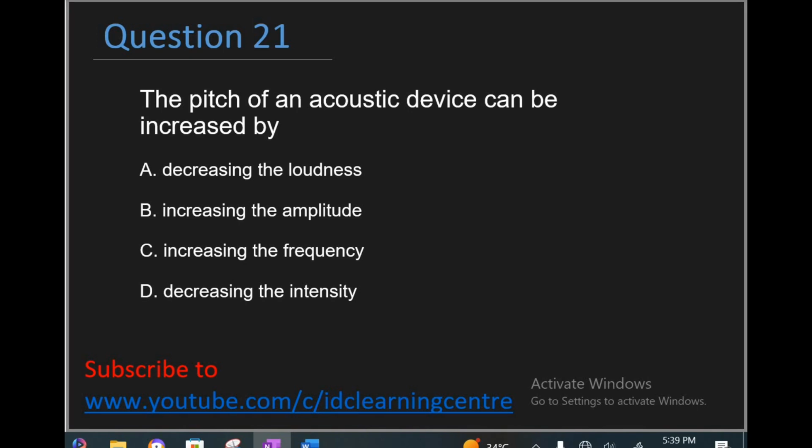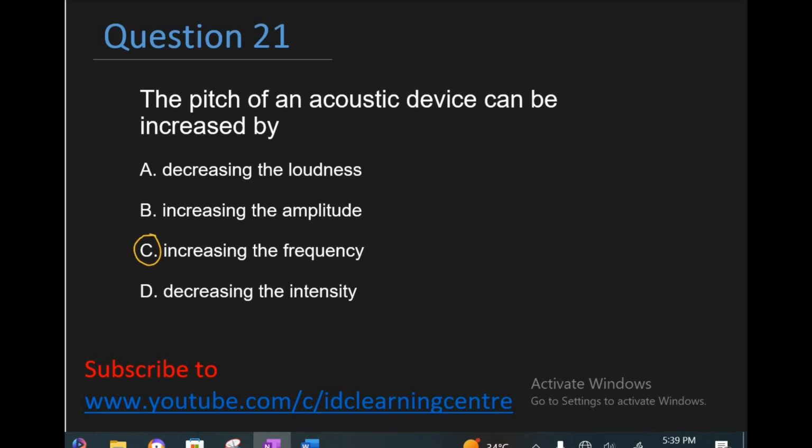So option C is the correct option for question 21. When you increase the frequency, then you are, as well, increasing the pitch of the device.